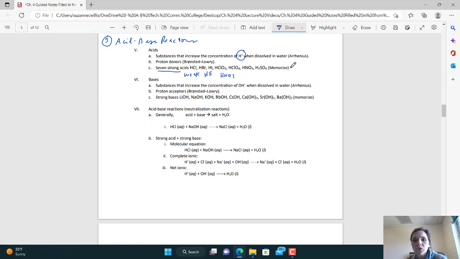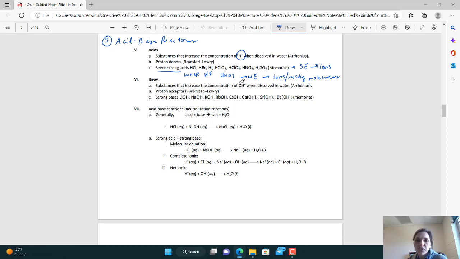And just a reminder, strong acids are strong electrolytes. Weak acids are weak electrolytes. That's going to matter here in a little bit, because remember, strong electrolytes break up into ions, whereas weak electrolytes form some ions, but mostly molecules. They mostly stay intact.